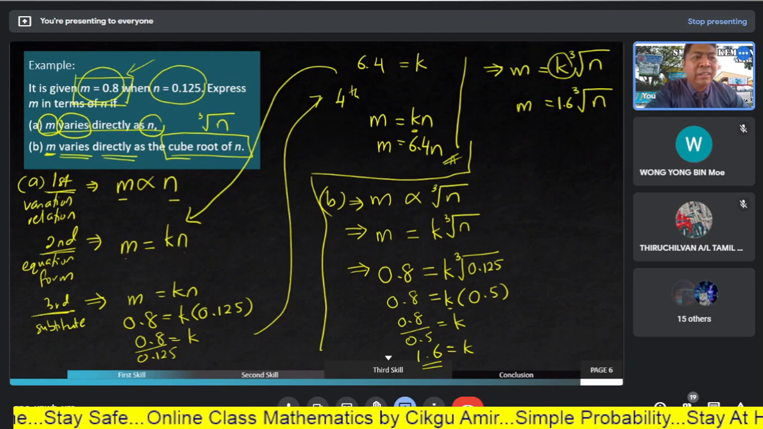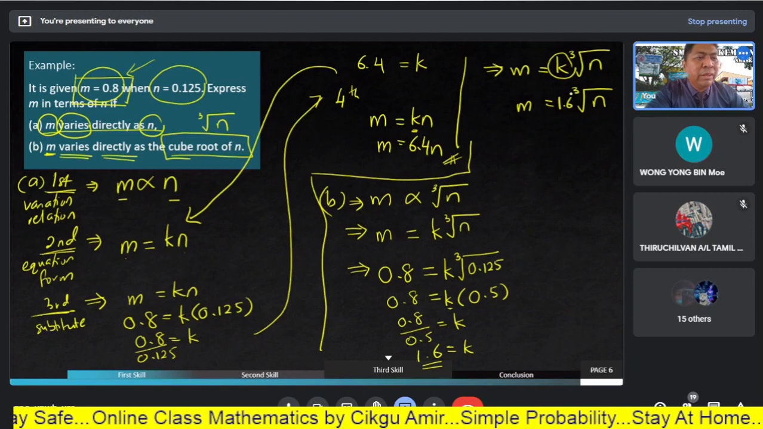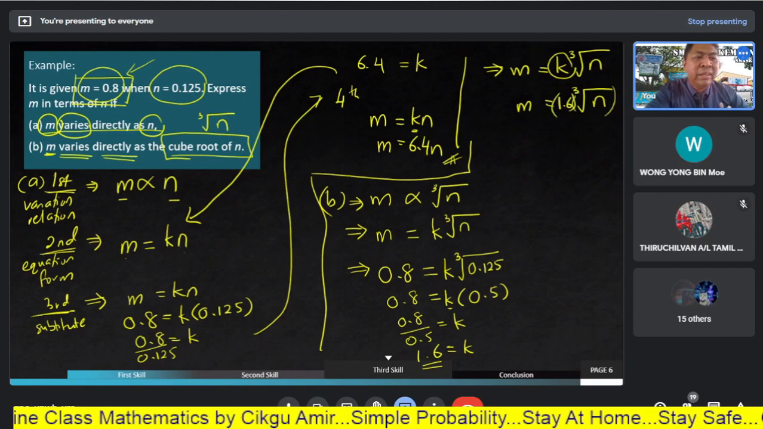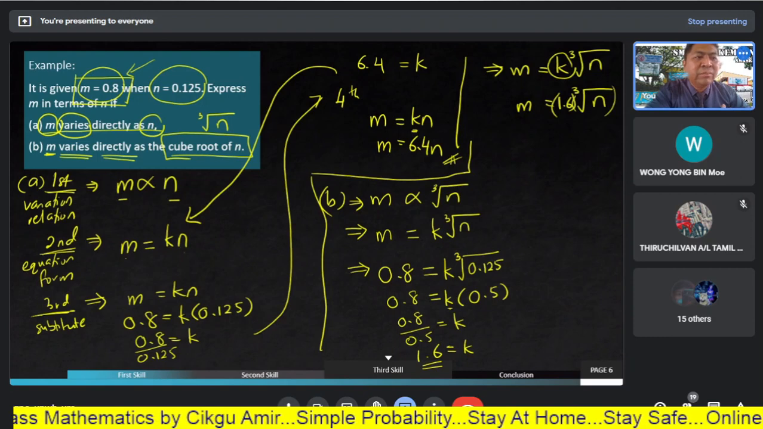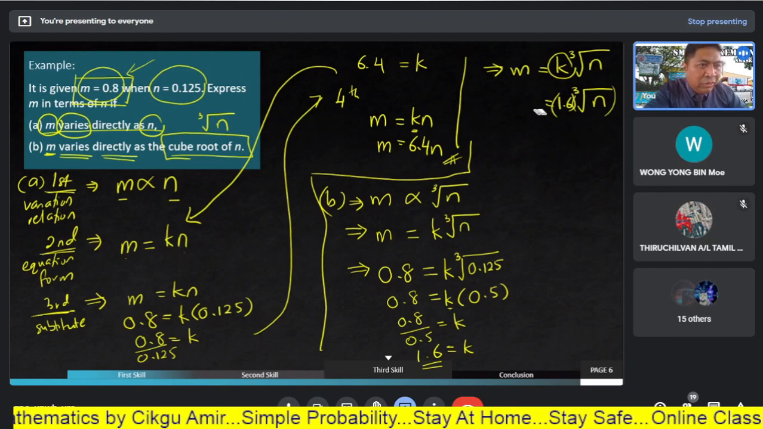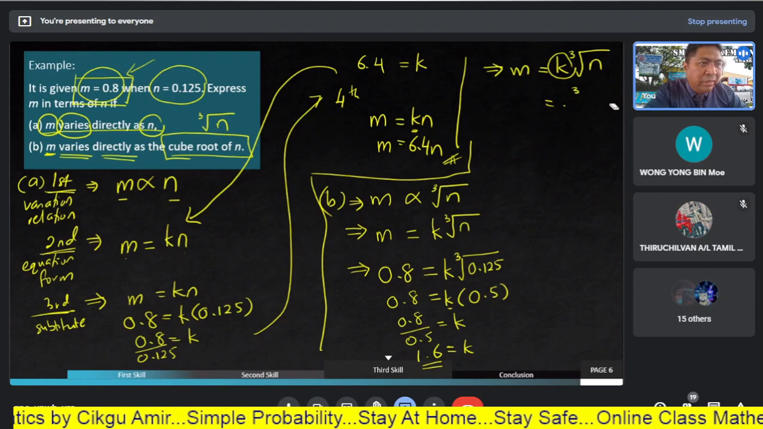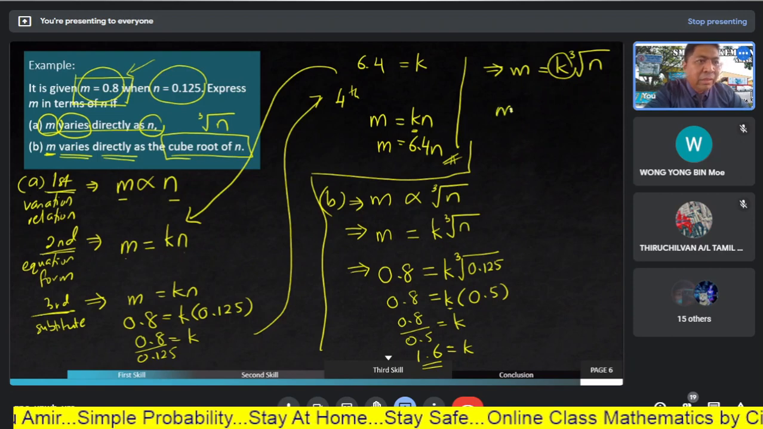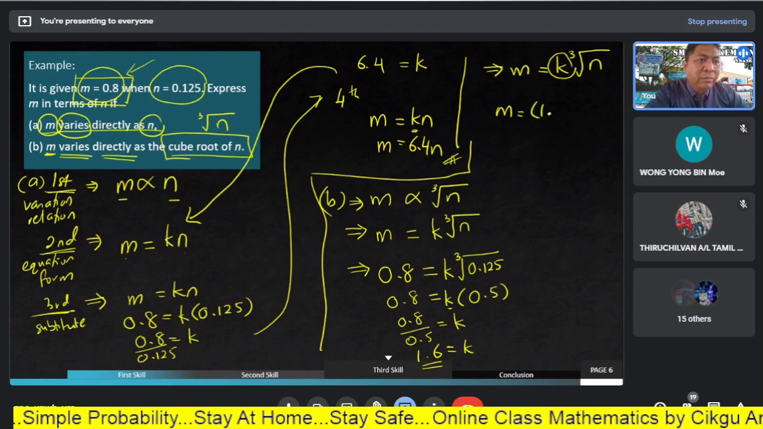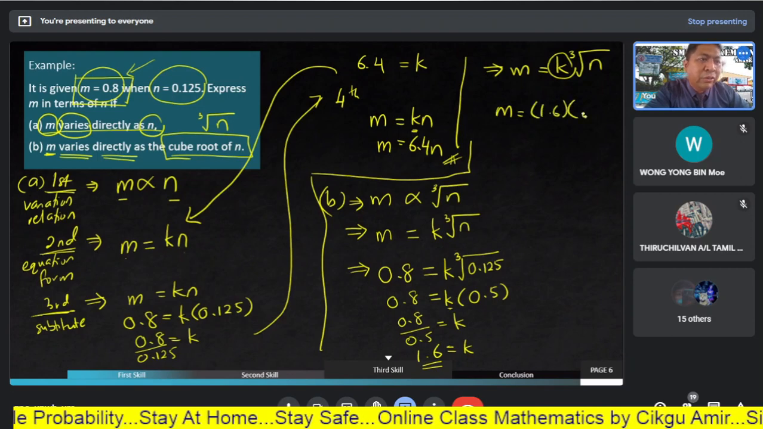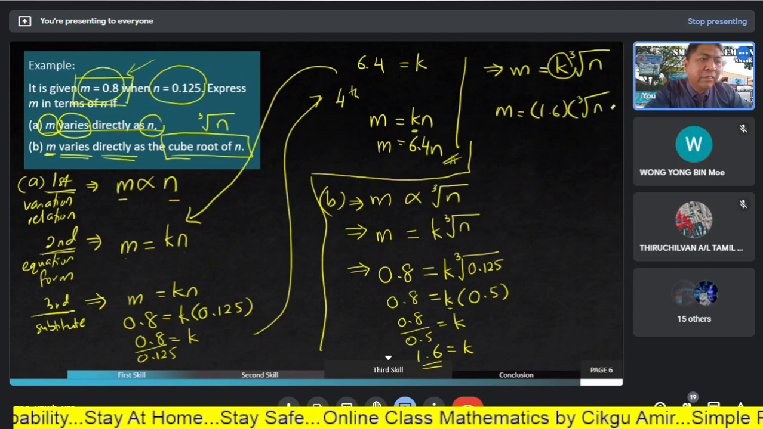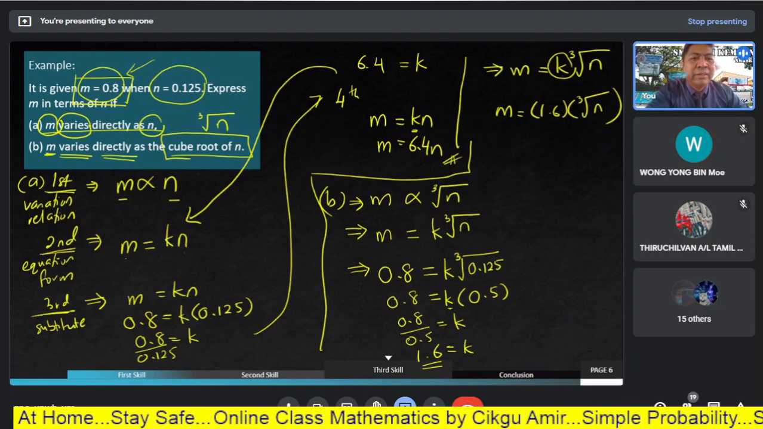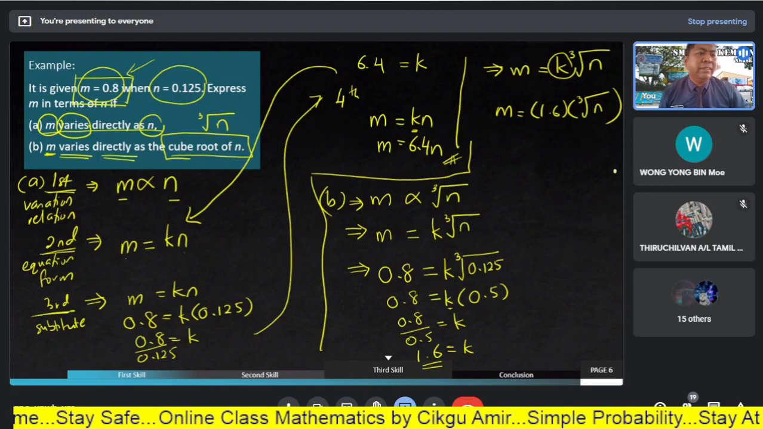Okay, this is the answer. You can put a bracket here, or you can leave it like that. Better use bracket, lagi kemas. m equal to 1.6. Okay, ini answer untuk second example B.